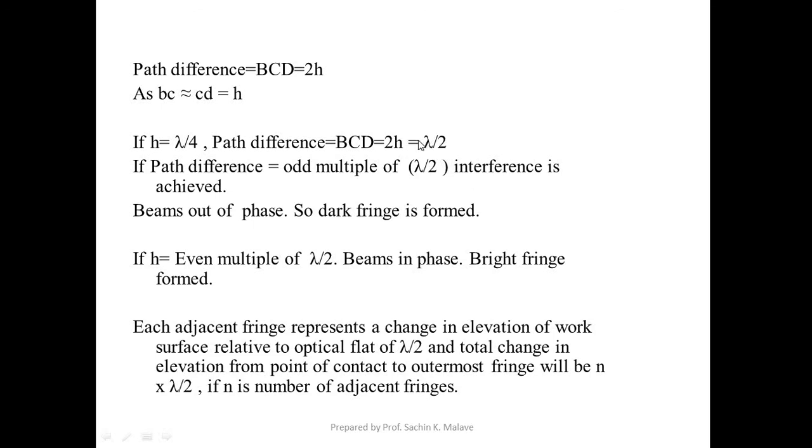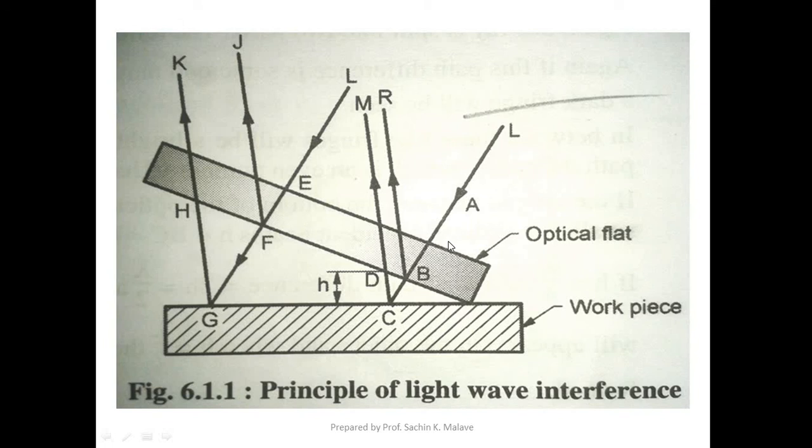Lambda by 2 means what? It is 1 lambda by 2. So the path difference is 1, an odd number, that's why this path difference is an odd multiple of lambda by 2. That's why complete interference is achieved in this case. Complete interference means both the beams are out of phase and a dark fringe is formed. So if we take H as lambda by 4, the path difference is 1 lambda by 2, an odd multiple of lambda by 2, and that's why a dark band is observed over here.